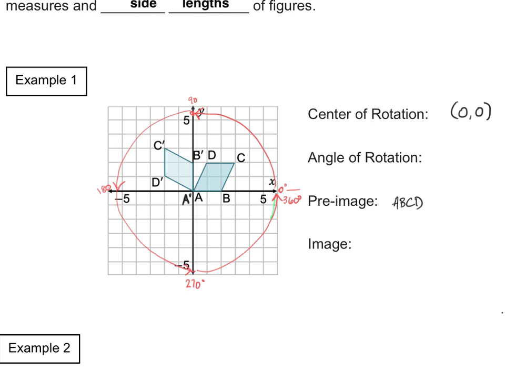and I traveled this direction, that would be negative 90 degrees, or clockwise, negative 180 degrees, negative 270 degrees, and then negative 360 degrees, or 0, back to my starting point.